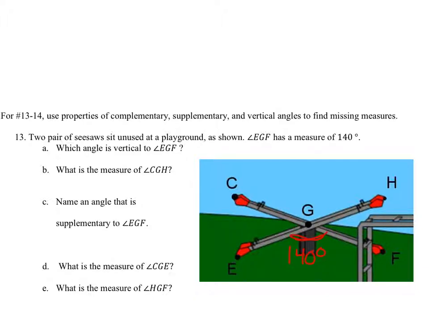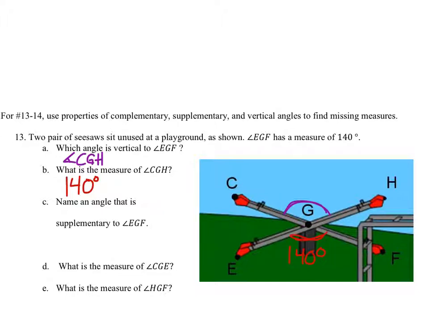Which angle is vertical to EGF? On this one, it looks like it's angle CGH, which is this one right here. What is the measure of CGH? CGH is vertical with EGF, so very good. 140 degrees. Name an angle that is supplementary to angle EGF.